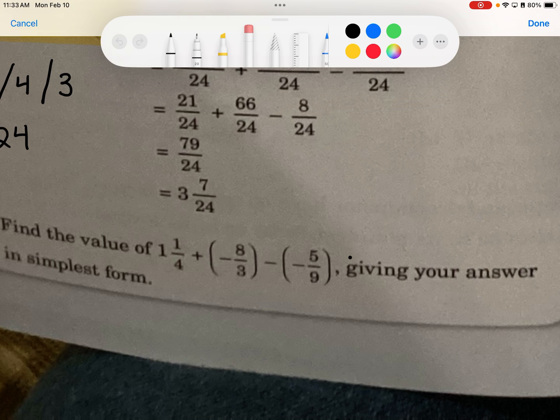Find the value of 1 1/4 minus 8/3 minus a negative 5/9. So what am I going to do before I do anything here, Micah?